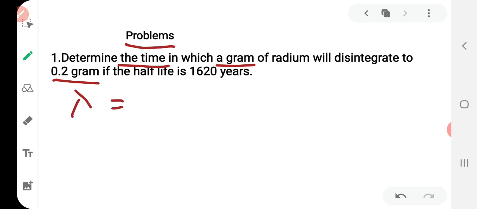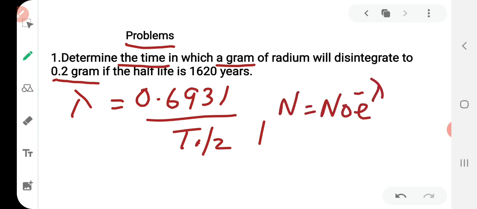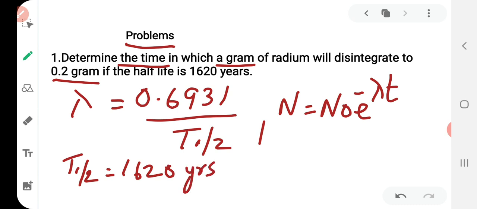Lambda is equal to 0.6931 by T half. And the radioactive disintegration law: N is equal to N0 e raised to minus lambda t. And the given parameters are T half is equal to 1620 years. And the initial mass of the sample N0 is given as 1 gram.